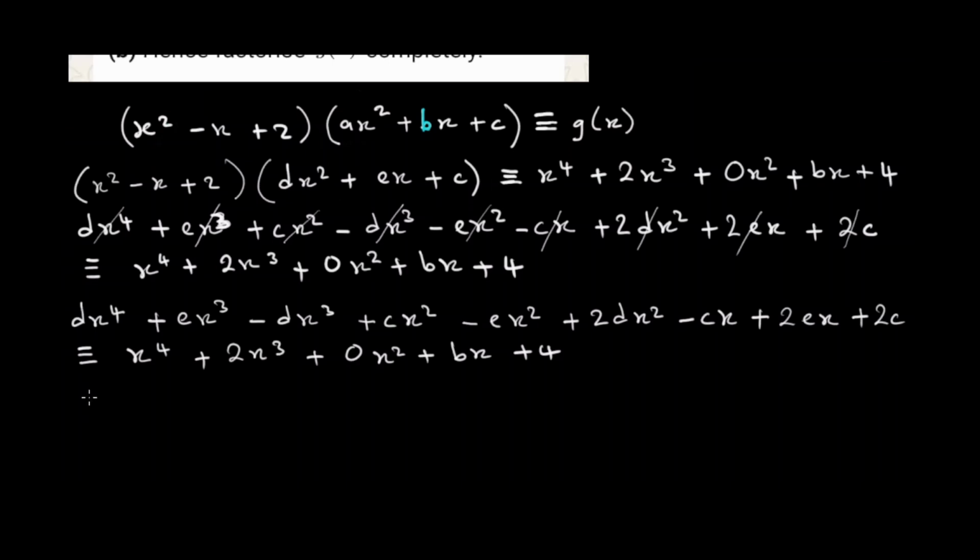So we say dx to the power 4 is equal, or identical, to x to the power 4. So we take the x to the power 4 term on the left and the x to the power 4 term on the right, and put them together. If we want to solve here, we say x to the power 4 and x to the power 4, we divide both sides by x to the power 4 and the x to the power 4 cancel. Here we are left with d is equal to 1. So d is going to be equal to 1 like that.